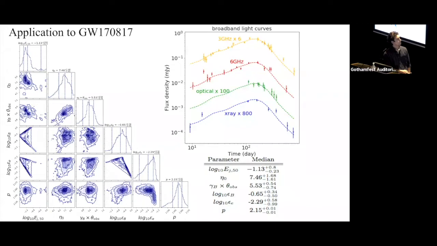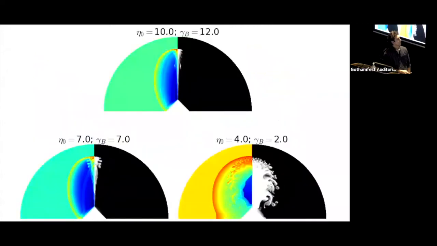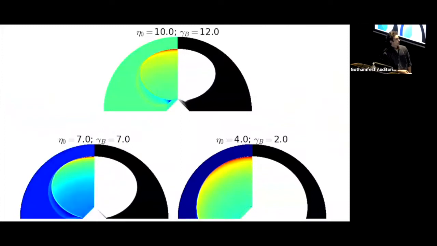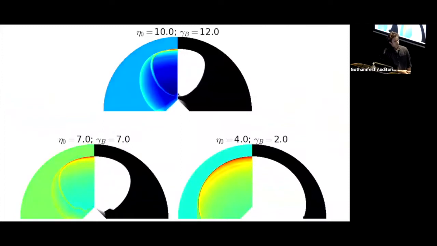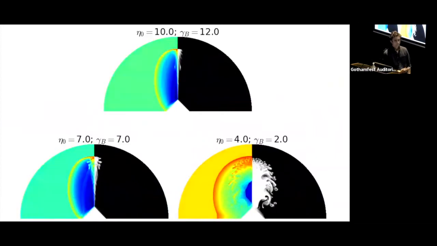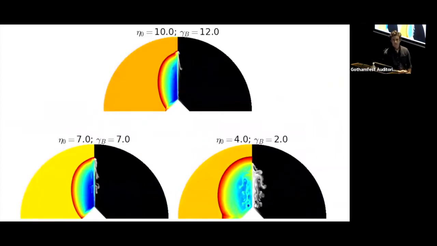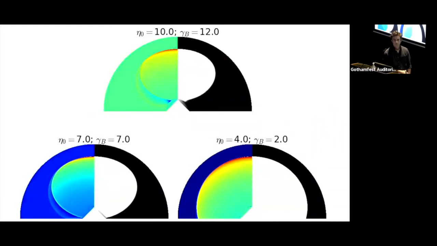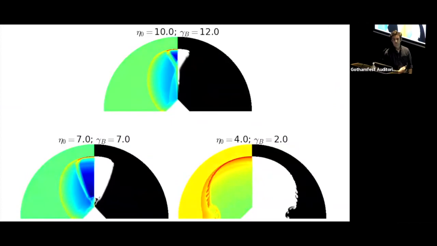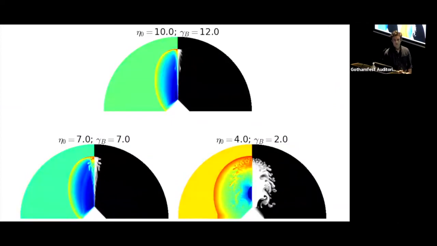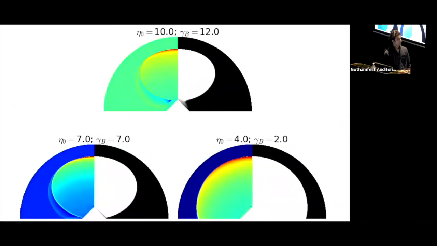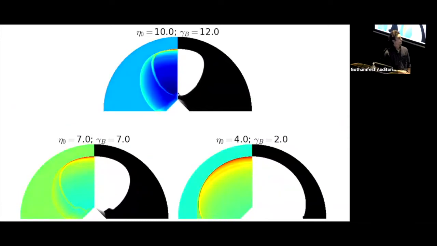So in total, the model has about 8 different knobs that we can turn. Things like energy of the jet, like I said, the density of the surrounding medium, the fraction of energy that goes into the electrons, the fraction of energy that goes into the magnetic field, stuff like that.